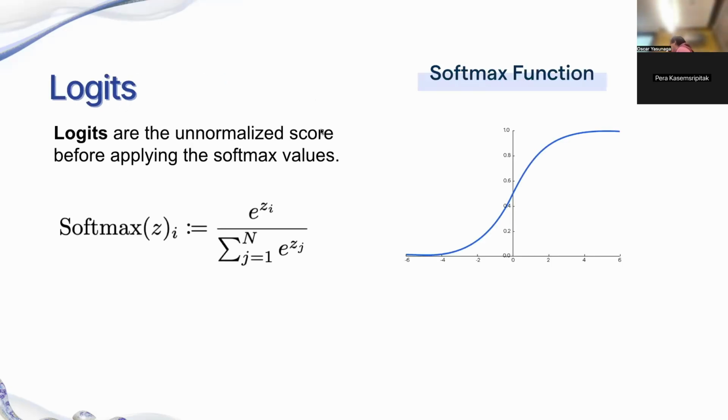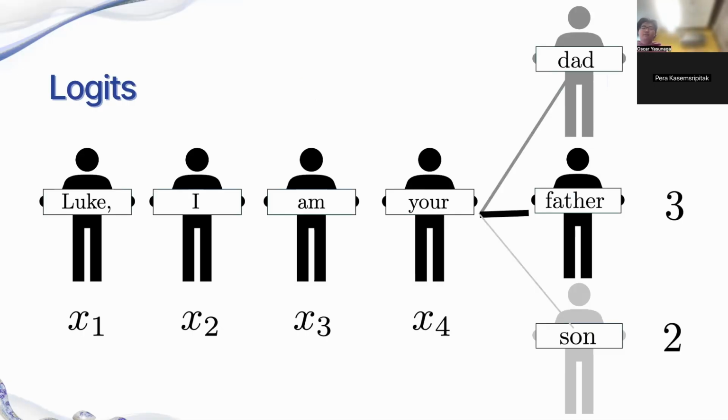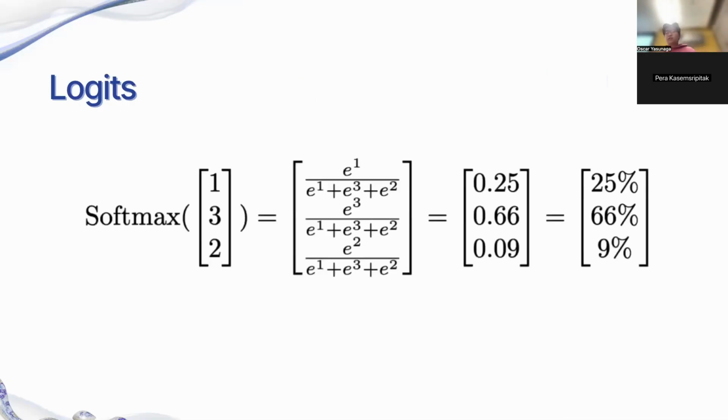Okay. Logits are the unnormalized scores before applying the softmax function. This is a vector valued function, so if you apply it to a vector, the ith element will equal this equation. In this case, we have this unnormalized score, which will be our logits. You can apply your softmax to this, and then with very simple calculations, you get this probability score, because softmax always outputs between 0 and 1.